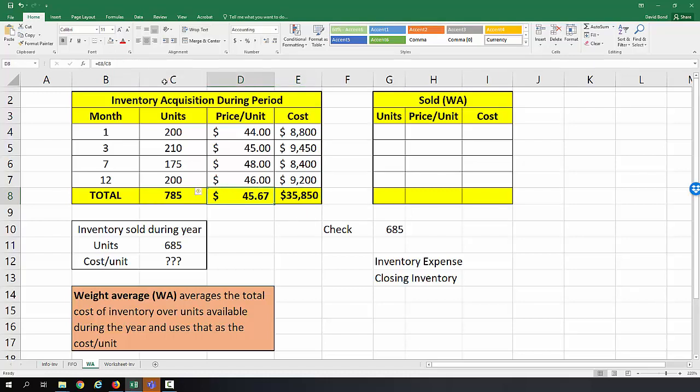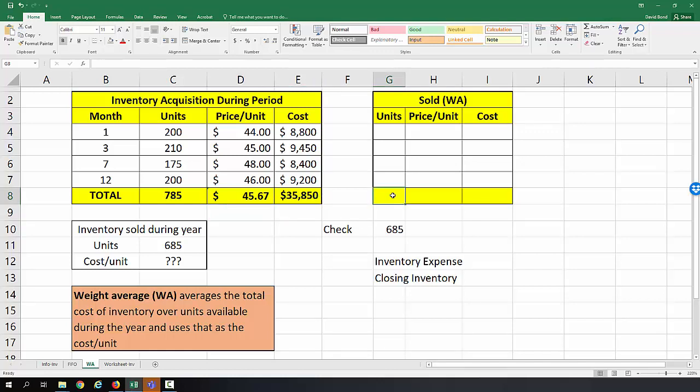To get the 45.67, we simply divide the 35,850 by 785 units. And so the average purchase price for the units that we have on hand is $45.67. There may be some rounding in here and you may get a slightly different number if you do this strictly to 2 decimal places, but it's an immaterial difference.